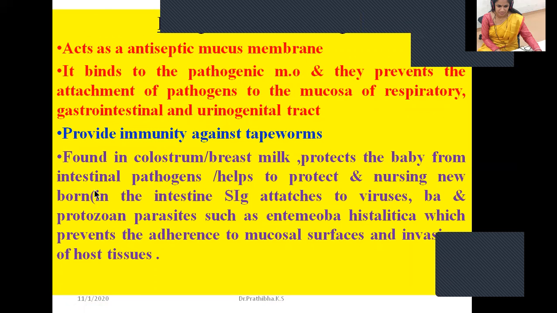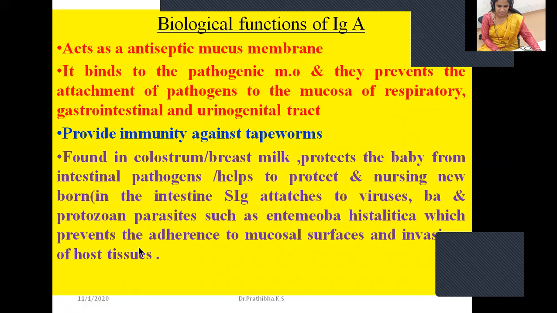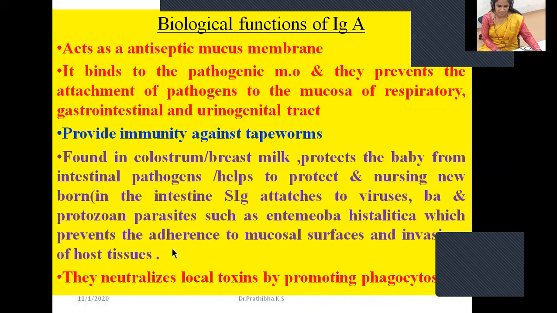Then what can you say this immunoglobulin is providing? It provides passive immunity. The immunity is transferred from the mother's breast milk to the newborn baby, so you can say this is natural passive immunity. This immunoglobulin A neutralizes local toxins by promoting phagocytosis. Hope you know phagocytosis; in a previous video, I explained that.